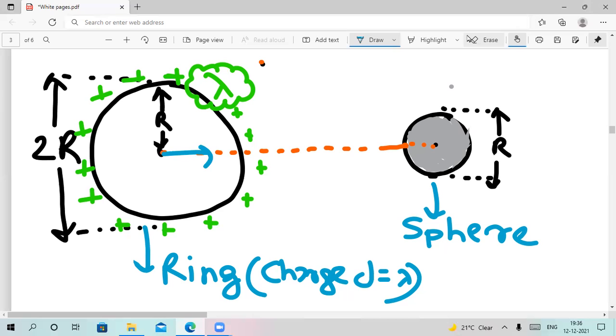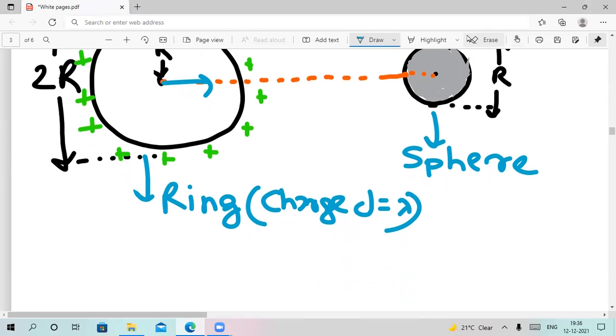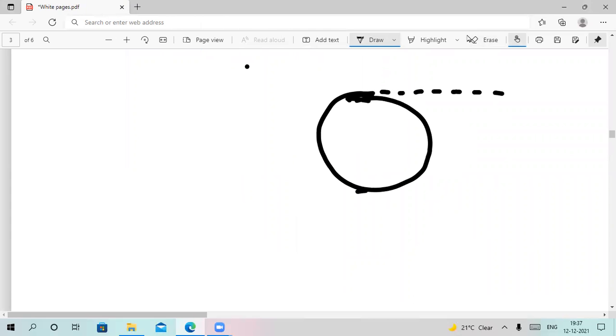Now let's go straight into the solution. We also need to ensure the diagram is drawn correctly every time. First of all, let us have that sphere, which we were originally talking about, having its diameter as r or radius r/2. Both are the same thing. And we have a ring of diameter 2r, or radius r.